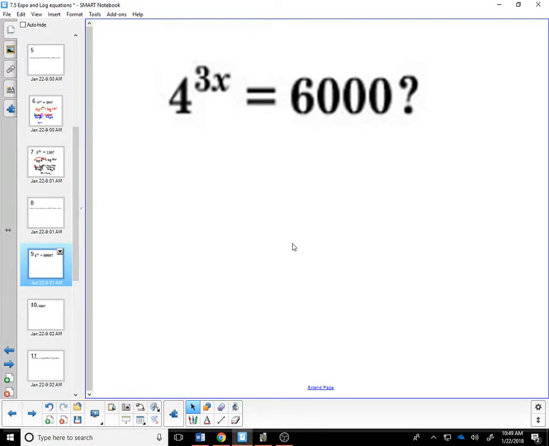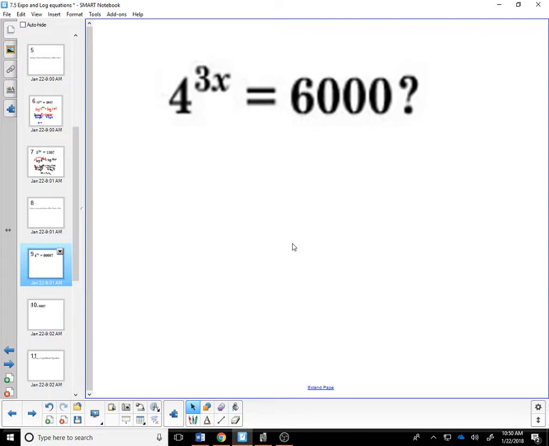Here we have 4 to the 3x is equal to 6,000. Now, obviously, you guys can see that. Maybe we can throw that into an equation with log on both sides and then do all that good stuff. Maybe we can get a base 4, maybe even a base 2. But there's other ways to do it as well, which is with the geometry, and we can graph these things.